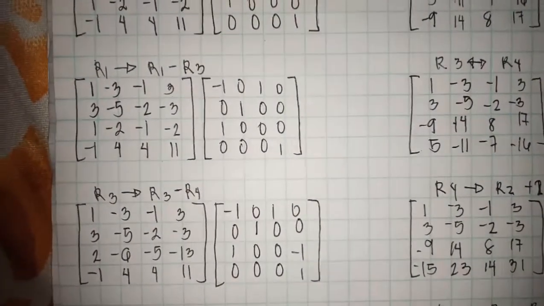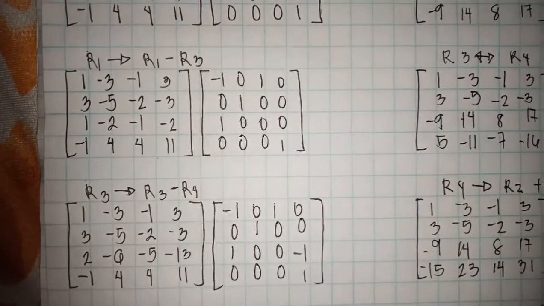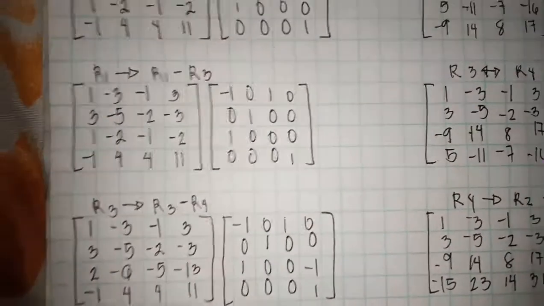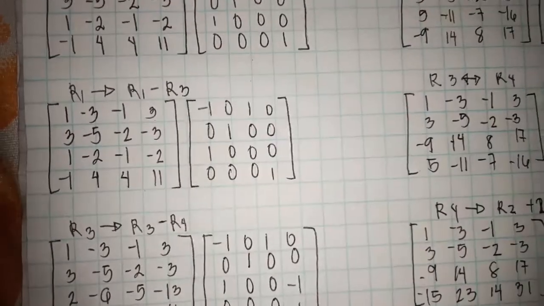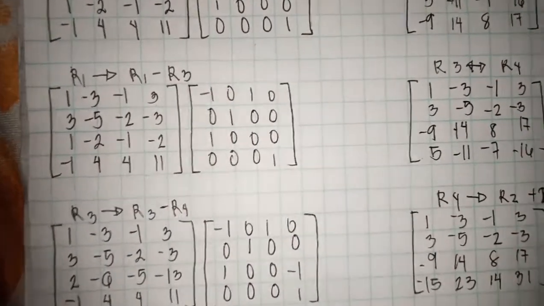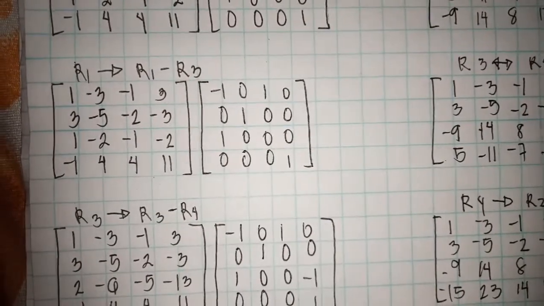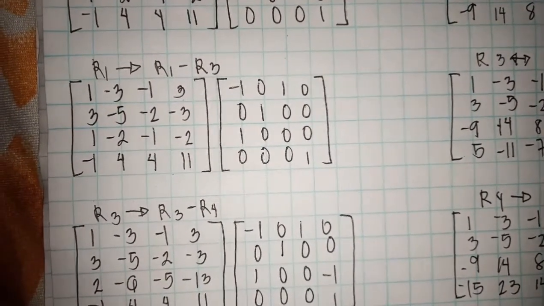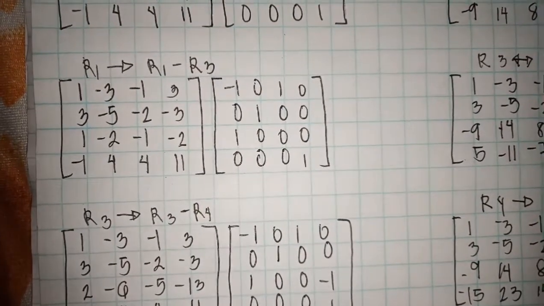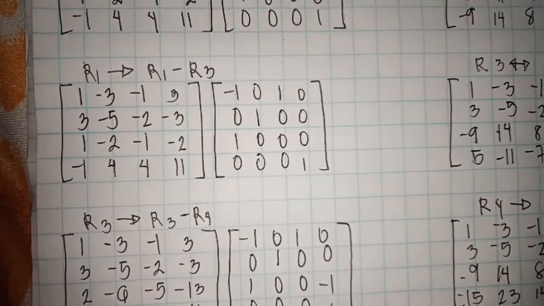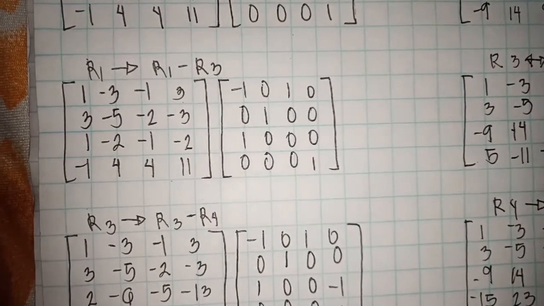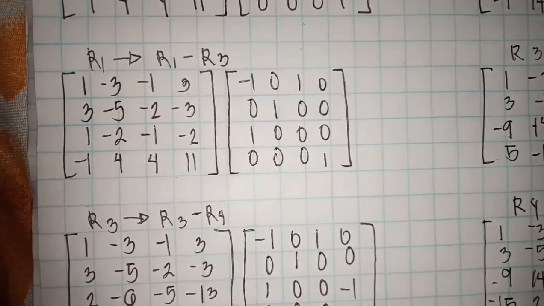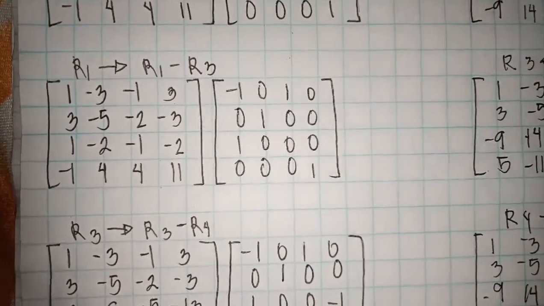After that, we have the R1. To get the R1, we have R1 minus R3. So R1 minus R3, and we get 1, negative 3, negative 1, and positive 3 in row 1. In row 2, we have 3, negative 5, negative 2, and negative 3. And in row 3, we have positive 1, negative 2, negative 1, and negative 2. And in row 4, we have negative 1, positive 4, positive 4, and 11.